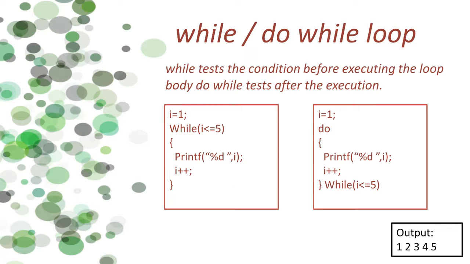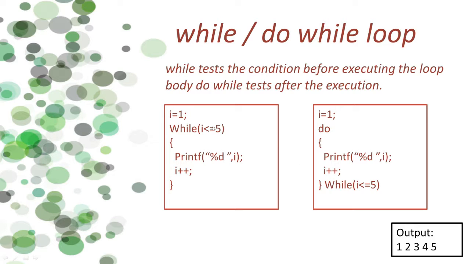Now we have seen that we have while and do while loop. I have written the syntaxes over here. What is the main difference? In one sentence, while tests the condition before executing the loop body, and do while tests after the execution. In this syntax you can see that we have a variable i equals 1, that is the initial condition, and here we check the condition while i is less than or equal to 5. If i is less than or equal to 5, then we shall print the value of i and increment i by one.